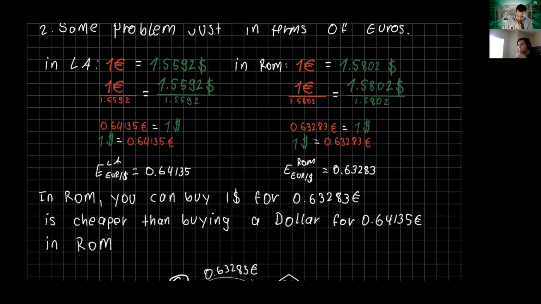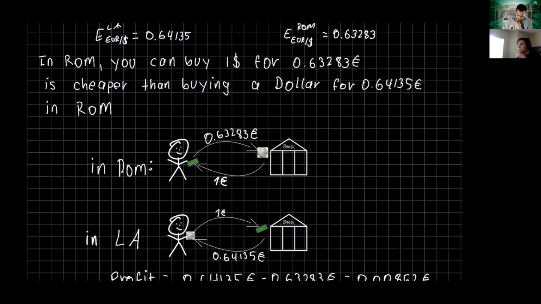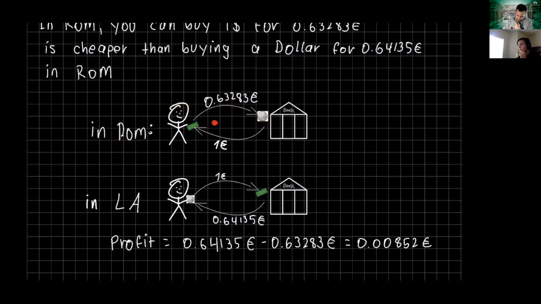The last one, what they ask you is, so here I did the same kind of scenario again. Once again, you imagine you're in Rome, you buy here, you give them 0.63 euro and you get the dollar, and then you fly to LA, and for the dollar you get so and so much euros back, and then you once again made a profit.